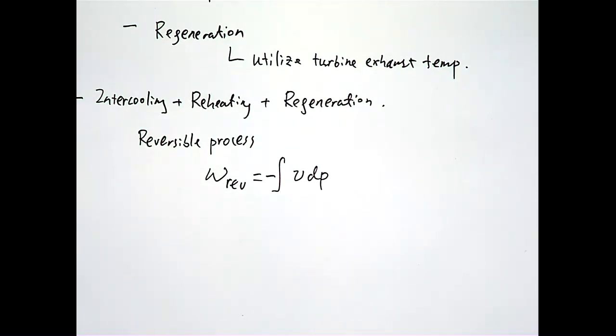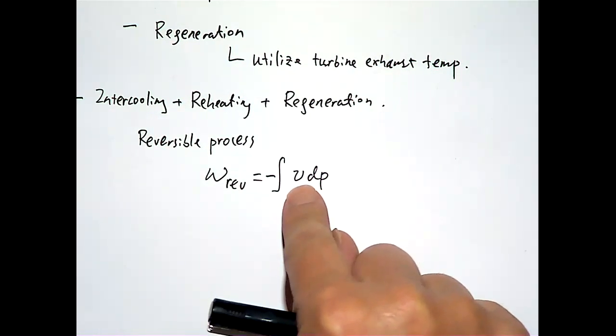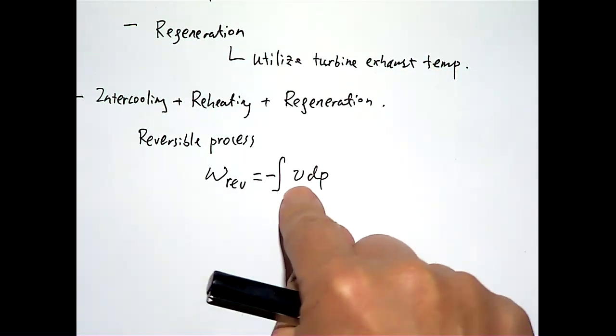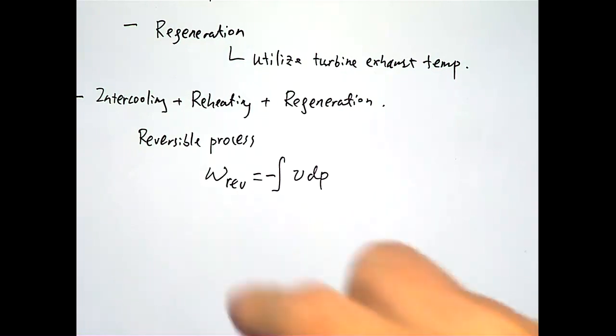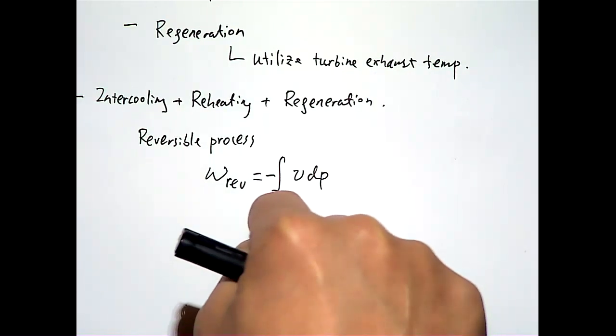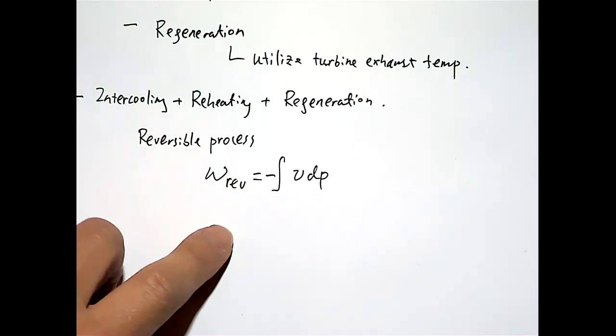So if you have a reversible process, the work done by a compressor or by a turbine can be described by this equation. You can see that across a compressor the pressure goes up and the volume is always positive, so you have a negative sign, saying this is negative work, because it is work done to the system, not by the system. If you have a turbine, the pressure will drop, then you will have positive work. Right? So this minus sign is there.